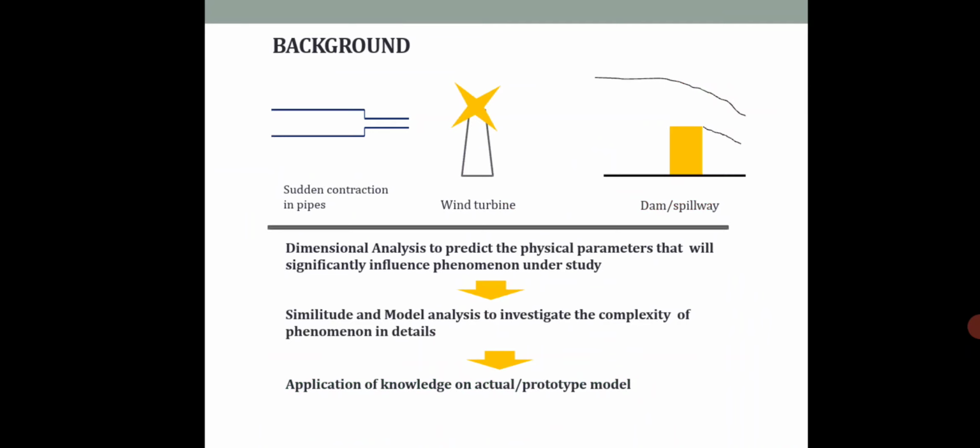So that is similitude and model analysis, to investigate the complexity of the phenomenon in detail. Every phenomenon will have different parameters, so we have to find out how complex the particular system is. Then we apply the knowledge we gained from the model to the prototype, on the application side. That we are going to see in this section.